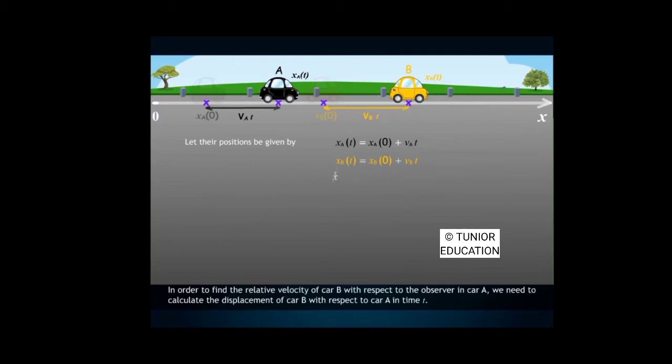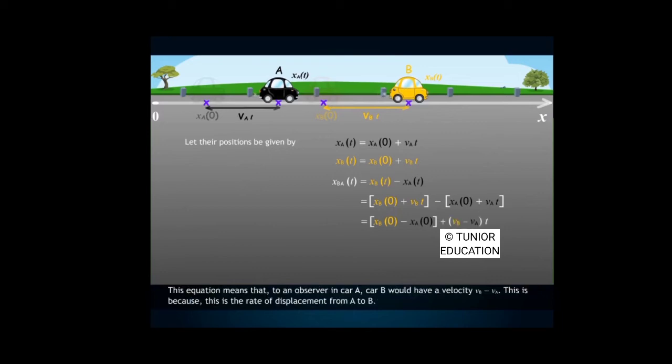In order to find the relative velocity of car B with respect to the observer in car A, we need to calculate the displacement of car B with respect to car A in time t. xBA(t) equals xB(t) minus xA(t) equals xB(0) plus VBt minus xA(0) plus VAt equals xB(0) minus xA(0) plus (VB minus VA) into t. This equation means that to an observer in car A, car B would have a velocity VB minus VA. This is because this is the rate of displacement from A to B.